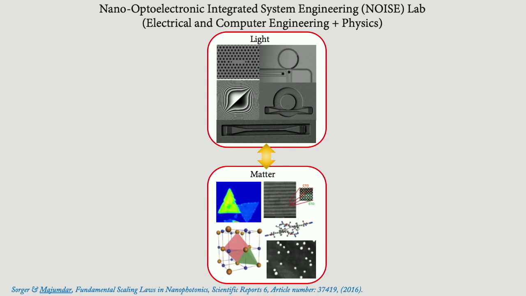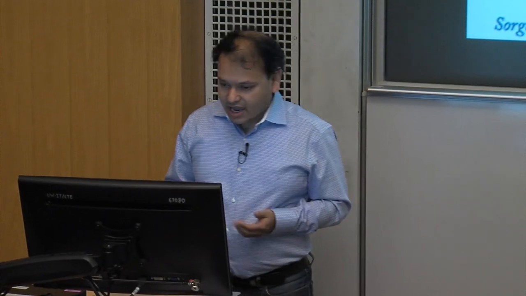Then we integrate these nanophotonic structures with various different material systems, including 2D materials, solution-processed materials like quantum dots, perovskites, some complex oxides, and also phase change materials. That's the technology we are developing. And with that, in our group, we are pursuing roughly 4 different research directions.